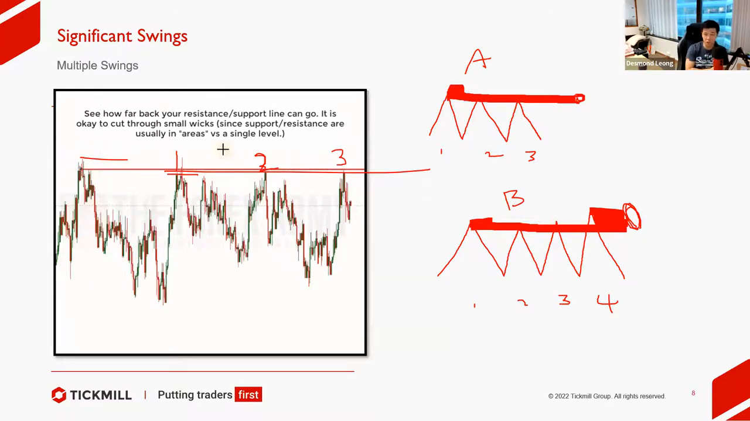4 has more confirmations, but it compromises the thickness. Right, the thicker a support and resistance area, the weaker it is. Okay, the thicker a zone, the weaker it is. And that's one of the important things I want you guys to take away.